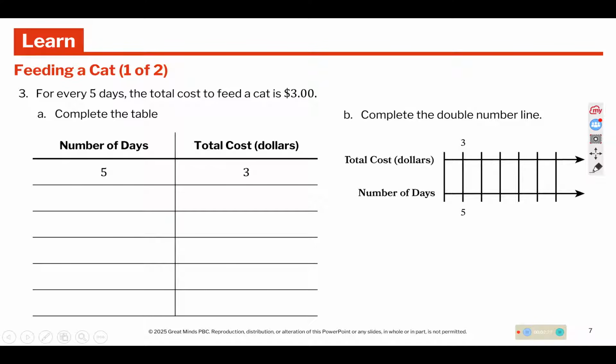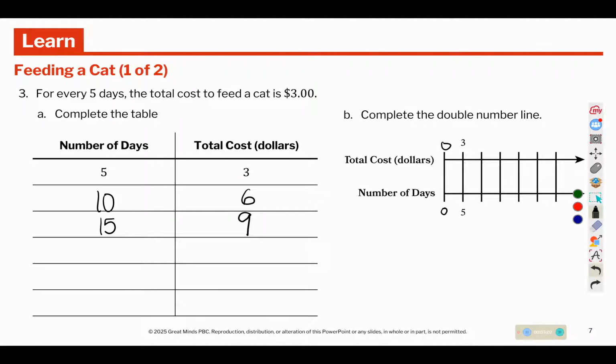For every 5 days, the total cost to feed a cat is $3. Complete the table. We discussed in the previous lesson that on a double number line, we always start with zeros. The days is counting by 5, so we're repeating that to create an equivalent ratio. 10, and if we double 3, we get 6. If we triple it, 5 tripled is 15, 3 tripled is 9.